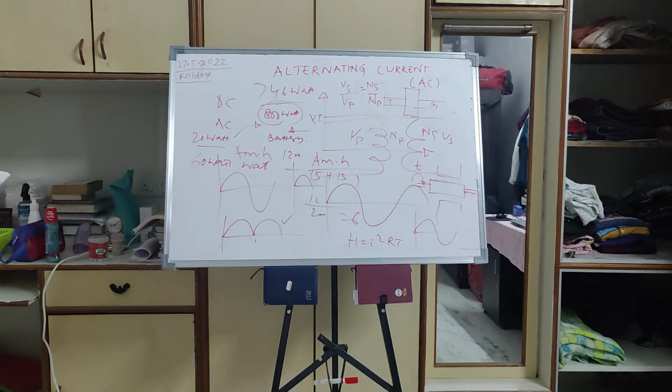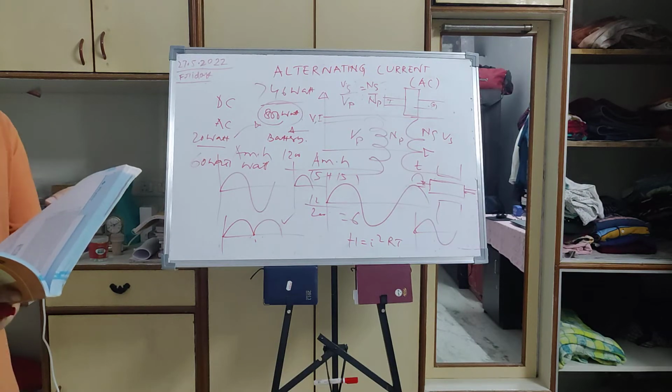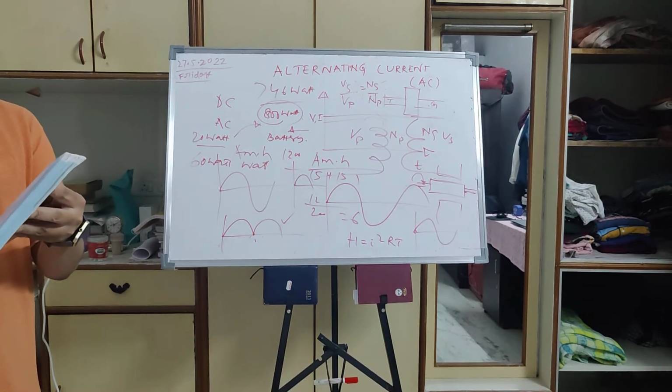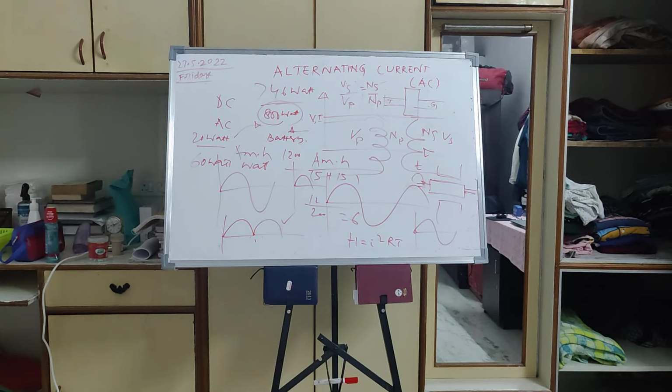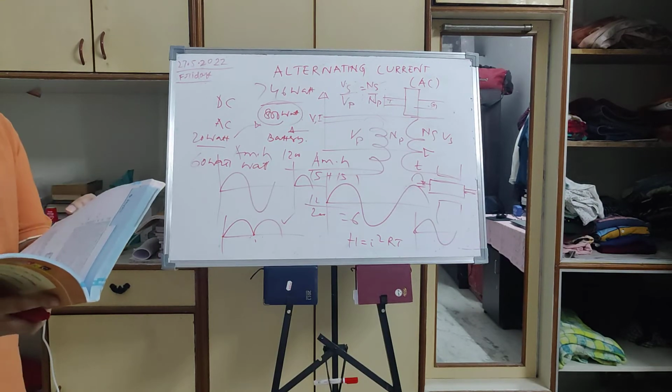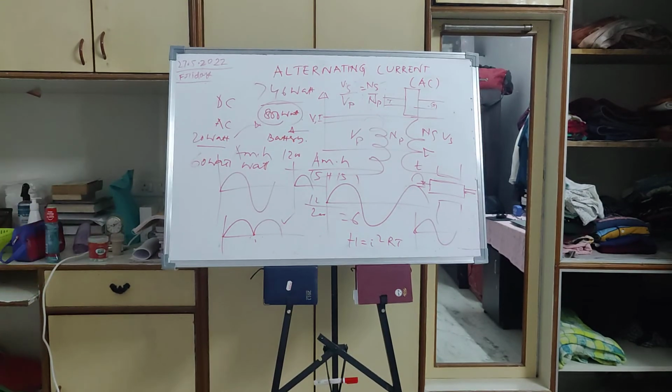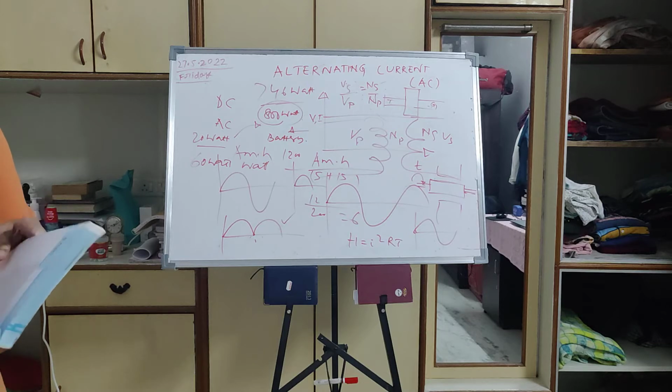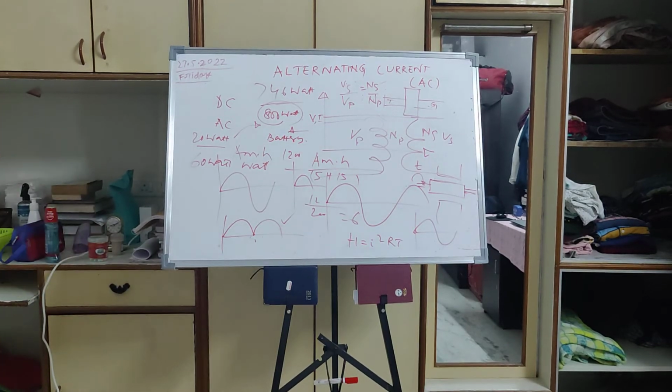AC circuits exhibit characteristics which are exploited in many devices of daily use. For example, whenever we tune our favorite radio station, we are taking advantage of a special property of an AC circuit. That is one example.